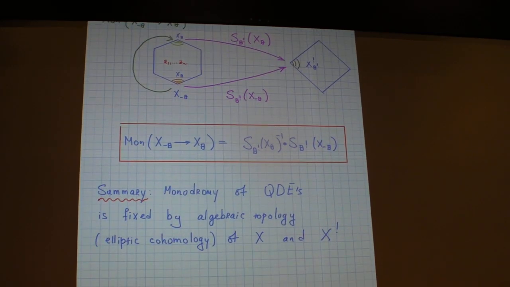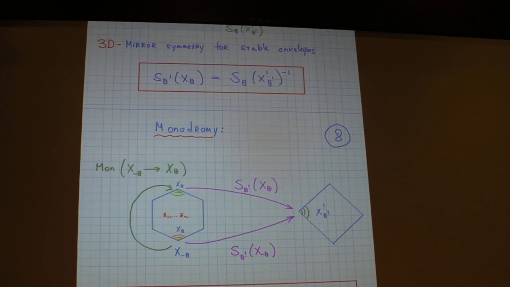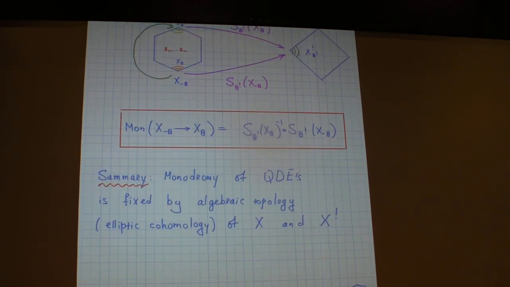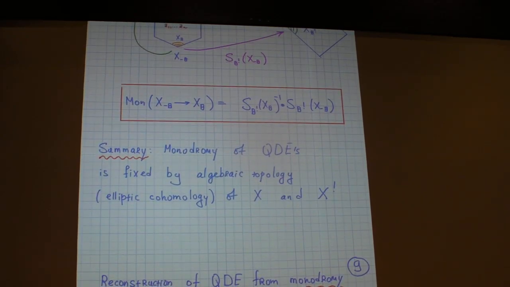So the monodromy, roughly speaking, looks as follows. The monodromy of a quantum difference equation for vertex functions is described by the ratio of two stable envelopes. This is close to an object which we call the elliptic R-matrix. It's going to be the elliptic R-matrix of X, or, via that relation which relates stable envelopes on both sides, the elliptic R-matrix of the dual thing. But anyway, this is my monodromy.